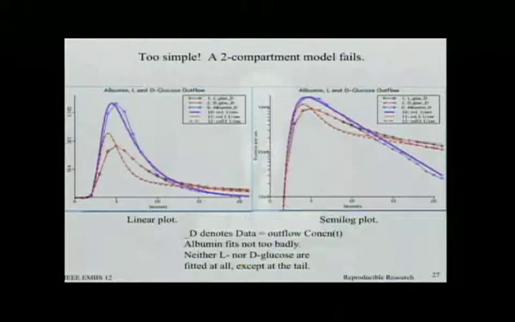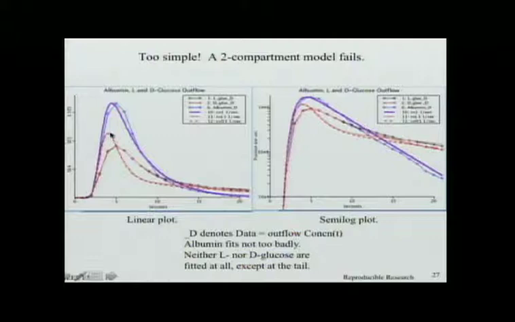So the model doesn't fit at all. If I go back to here, here's the model solution for the D-glucose and L-glucose, and it simply doesn't fit the data. So you reject the two compartmental model. Those are stirred tanks, a lumped compartmental analysis. So now we have to learn something. We look at the anatomy. We're going to use anatomic constraints to go the next step.